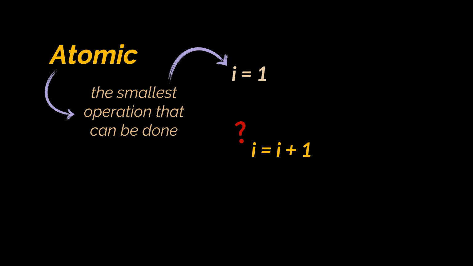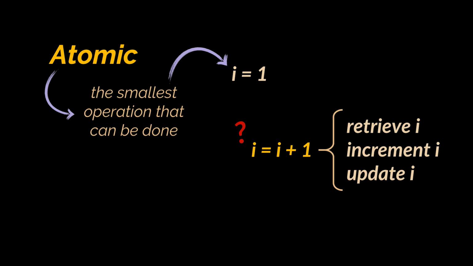It may look simple, but it can actually be broken down into three smaller atomic operations, where first we retrieve the value of I, then we increment this value by 1, and then we set the new value of I to be the value we just incremented.